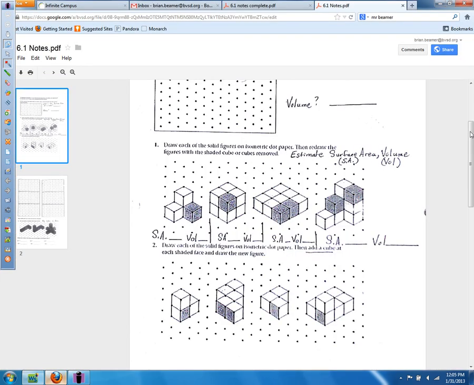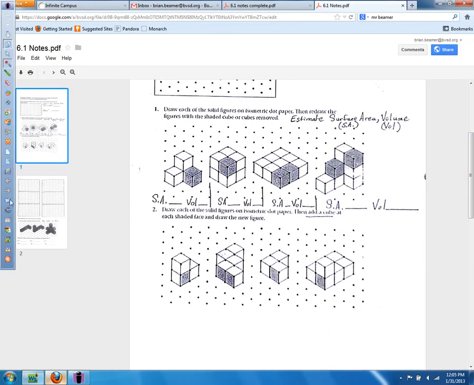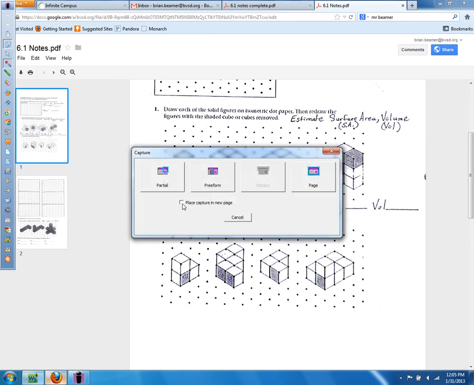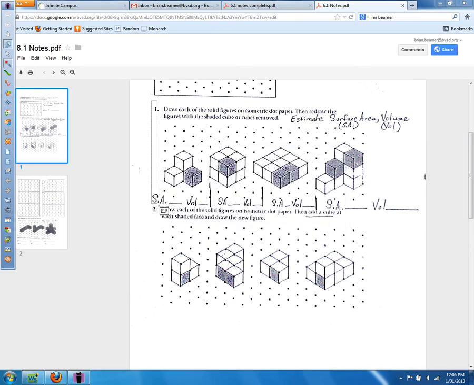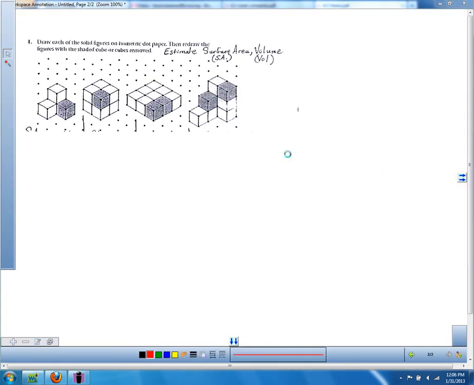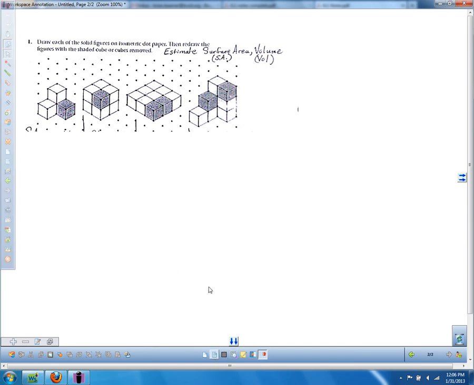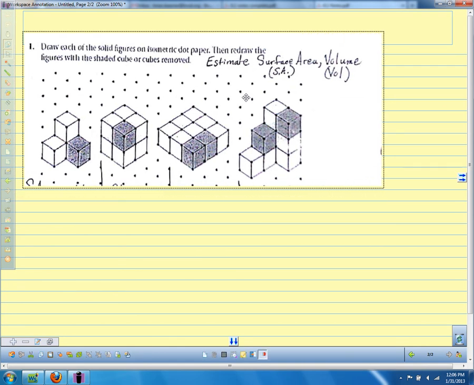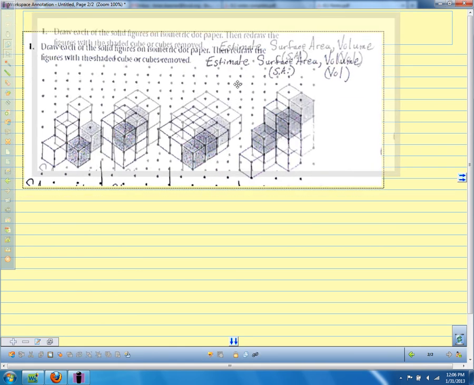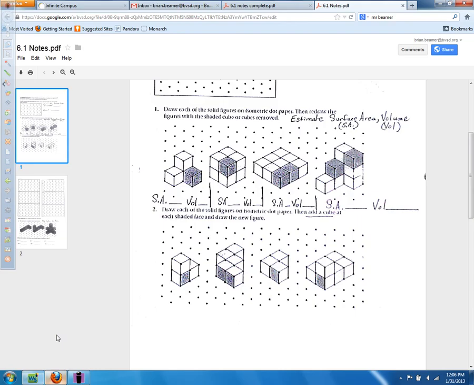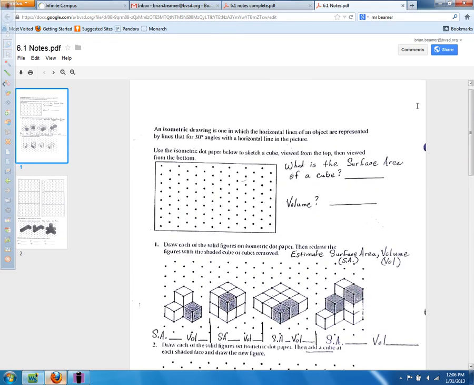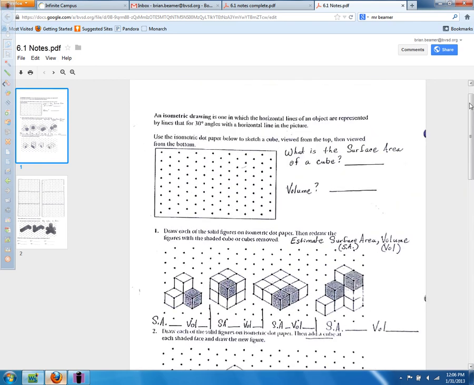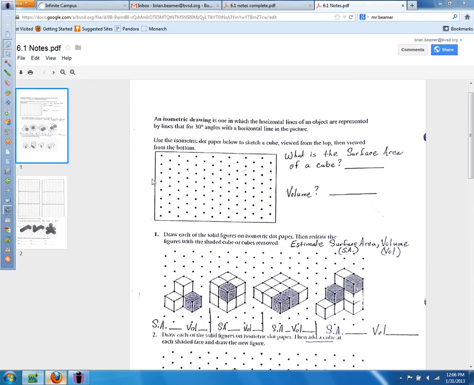All right, so the next thing we're going to do, and this is going to be something for you guys to do, is we're going to do some drawings. If you look at that sheet there, it says to draw each of these shapes and then redraw the shape with the shaded cube removed. So let me grab a piece of dot paper and I'll show you what we're talking about here. On the back of your paper, you have a bunch of blank grids. Maybe you have to draw those and then redraw it? Yes. Redraw it.